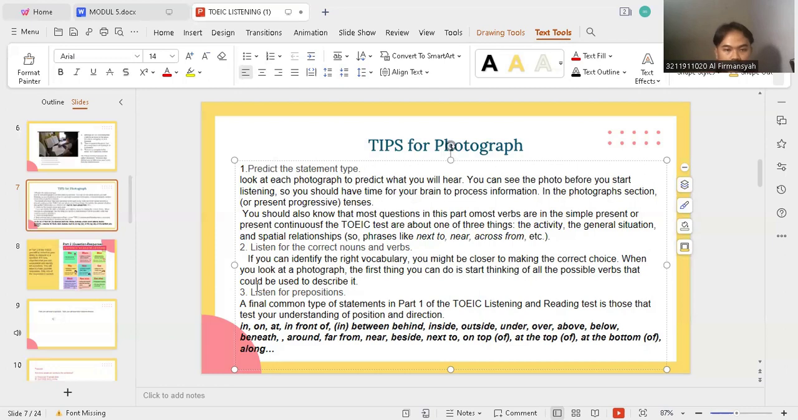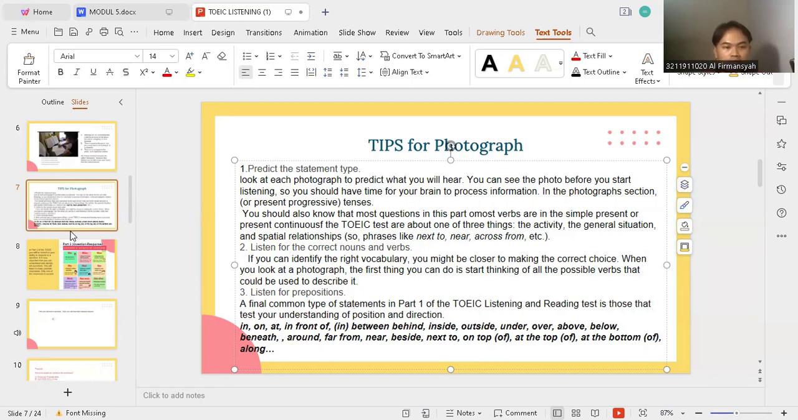I think that's clear. Step 3 of the tips is to listen for prepositions. Listening for prepositions here means we have to listen for words like in, on, at, in front of, between, behind, and so on. So if we look at these words carefully, we can actually know what the statement is related to in the picture.